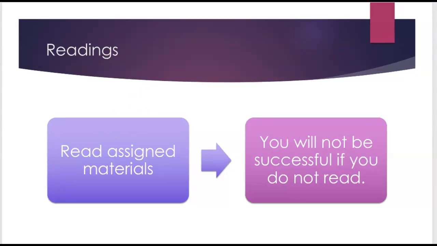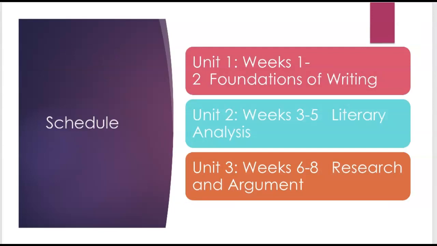And then finally, let's just break down our schedule. In our first 2 weeks, we're going to be talking about the foundations of writing and buffing up some of your skills. Weeks 3 through 5, we're going to be looking at literary analysis. And then weeks 6 through 8, the research and argument process. And I think the 4th of July week falls somewhere in between Unit 2 and 3.